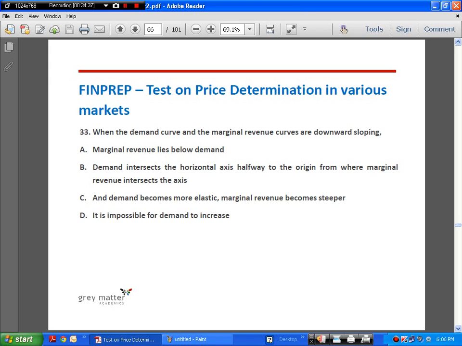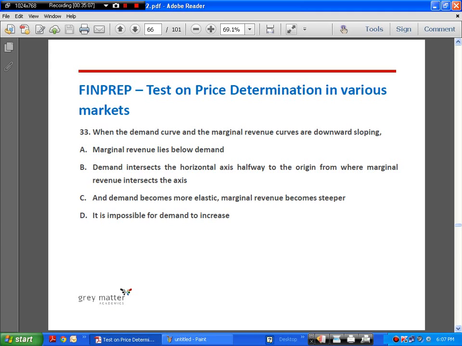33rd question. When the demand curve and marginal revenue curves are downward sloping, marginal revenue lies below demand. Demand intersects the horizontal axis halfway to the origin from where marginal revenue intersects the axis. Demand becomes more elastic, marginal revenue becomes steeper. It is possible for demand to increase.